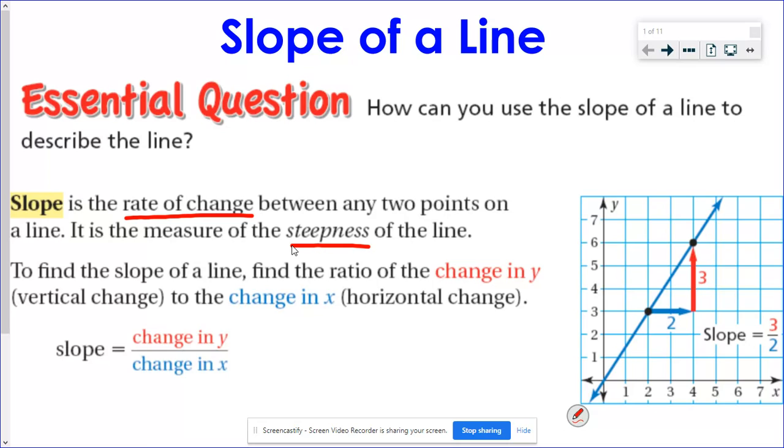So when we're finding slope, we're going to find, it says the ratio, but that just means it's going to be a fraction, the change in y over the change in x. So change in y goes on the top, change in x goes on the bottom.